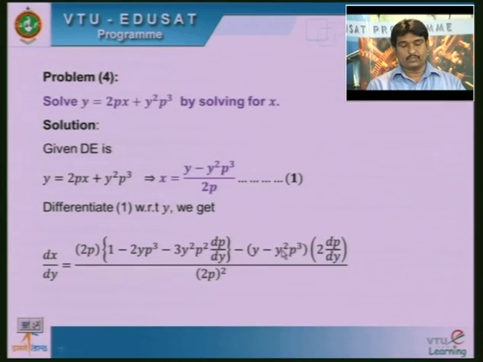Next problem. Problem number 4. Solve y equals 2px plus y square into p cube by solving for x.